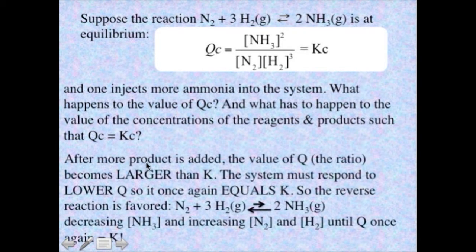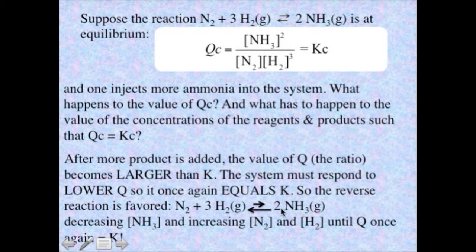Okay, after more product is added, the value of Q, that's the ratio, becomes larger than K. That's because you've increased the numerator and haven't added any corresponding nitrogen or hydrogen. So now this ratio is larger than K. You're not at equilibrium anymore. And the system must respond to lower the value of Q so that it once again equals K to get back to equilibrium. So the reverse reaction is favored.